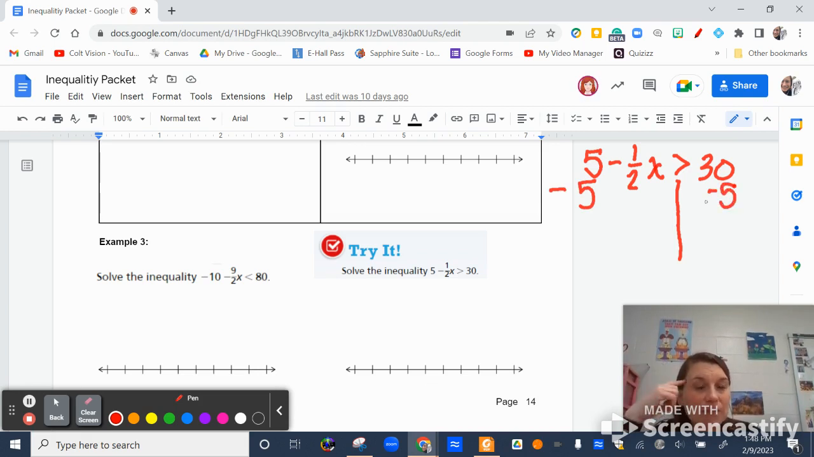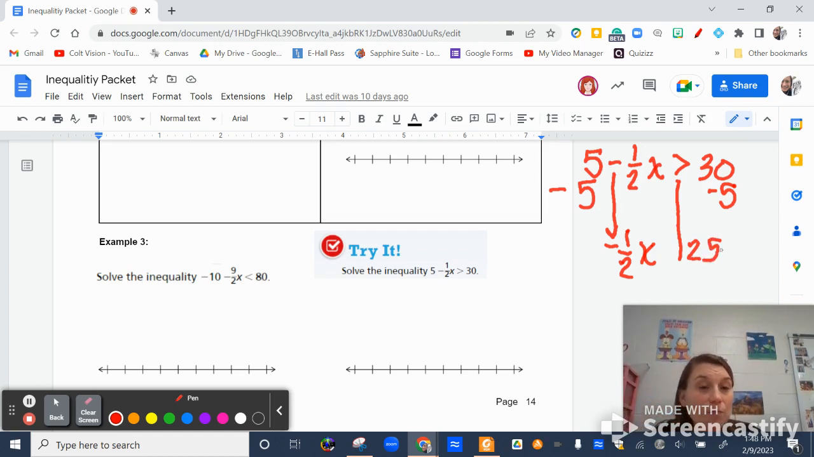Because it's the negative half x that is being subtracted. So by doing that, that gets rid of the 5. This subtraction symbol, though, follows the variable term, and now it's a negative 1/2 times x. And over here I have 25.